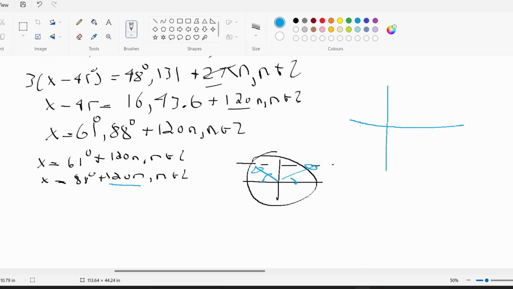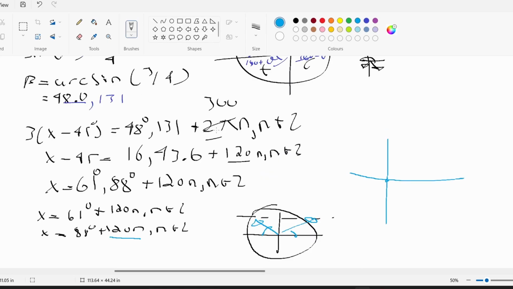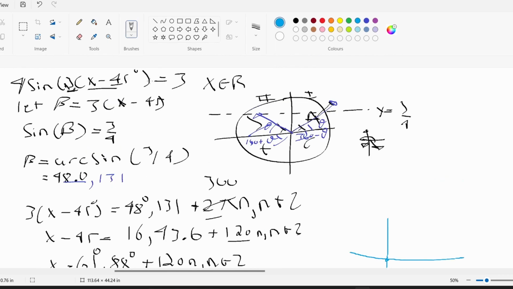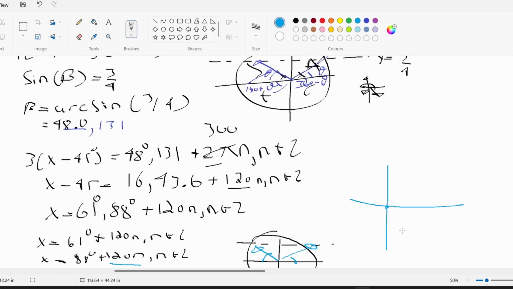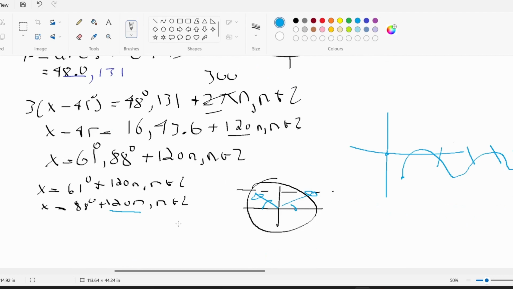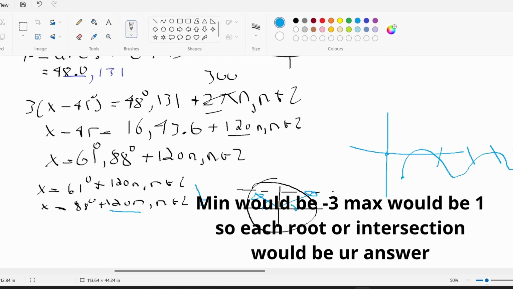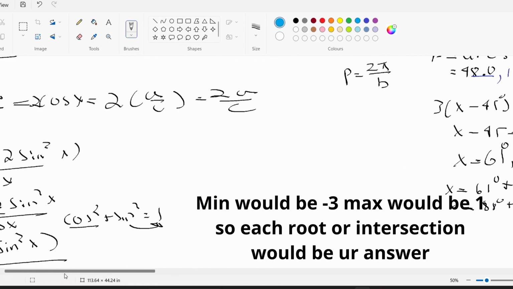So if we draw the graph, this is the sine, it would be shifted 45 to the right, and minus 3, so it would be like this. That is really bad. It'd be something like that, and each root would be dictated by these two. And yeah, I think that's it.